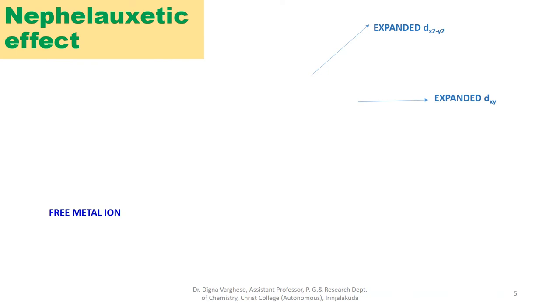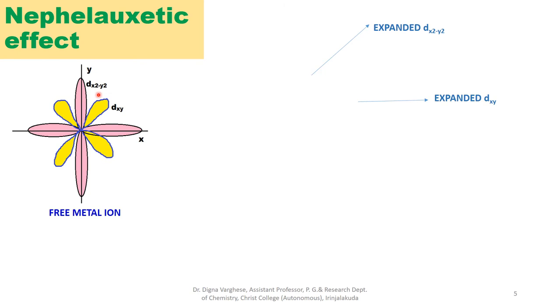Once again, I will explain what the Nephelauxetic effect is. In the case of a free metal ion, the dx square y square orbitals and dxy orbitals are shown here. For a free metal ion, there are t2g orbitals dxy, dxz and dyz, and eg orbitals dx square y square and dz square. In the case of a free metal ion, the lobes are very small and the electrons in these orbitals are very close to each other. That means the distance between the electrons is smaller. Therefore, there is some inter-electronic or electron-electron repulsion.